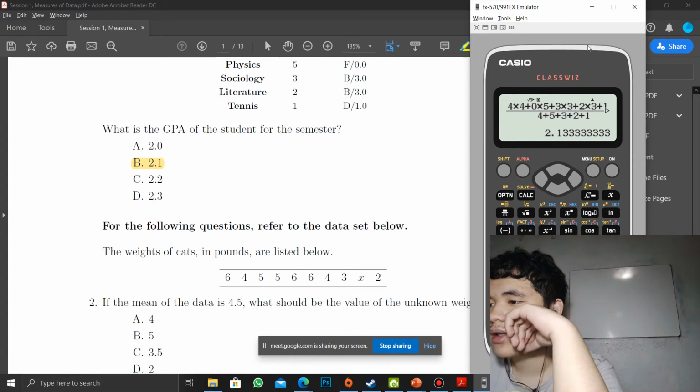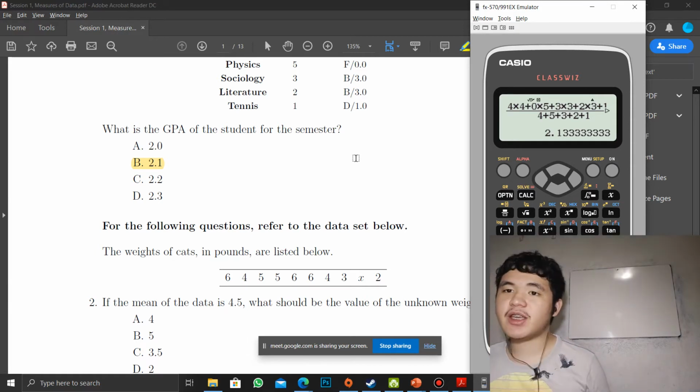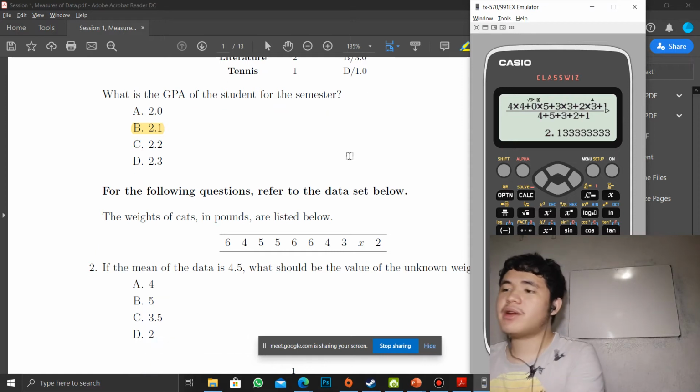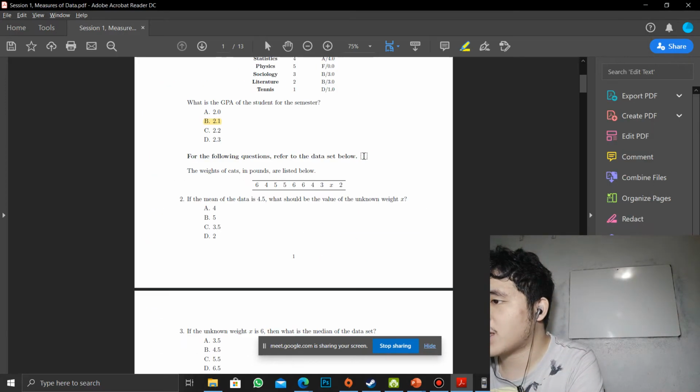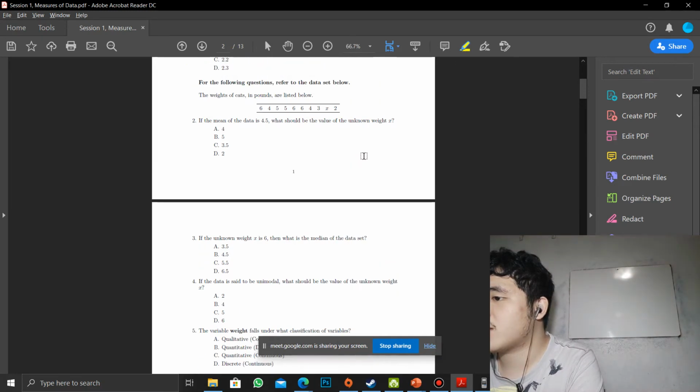Sige. I'm going to give you a block of questions. Number 2 to 5. Binigay ko naman sa inyo yung problem set, di ba? Number 2 to 5, I want you to answer that in 5 minutes.